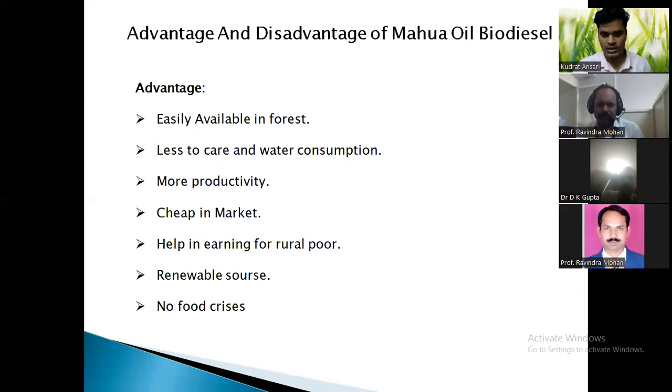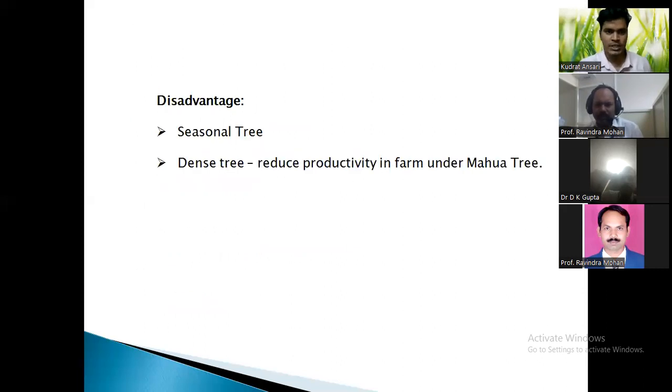It is also a renewable energy source because every season we will get it again. There is no food crisis from using mahua as a biodiesel. Now the disadvantage is that it is a seasonal tree, we cannot get it all the time. It is a dense tree and reduces the productivity of the farm under a mahua tree. If there is a mahua tree in a farmer's farm, it will reduce production because the dense tree blocks sunlight from reaching the surface of the farm, so the lower crops cannot take proper photosynthesis. That's the disadvantage.